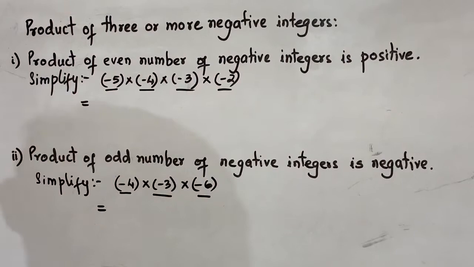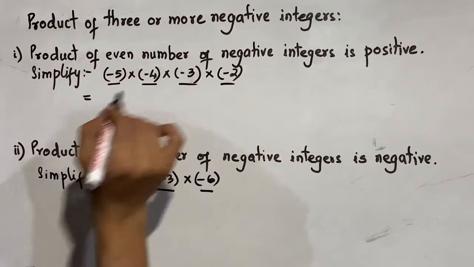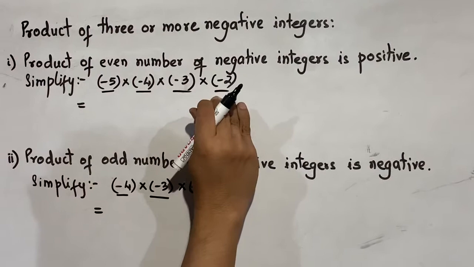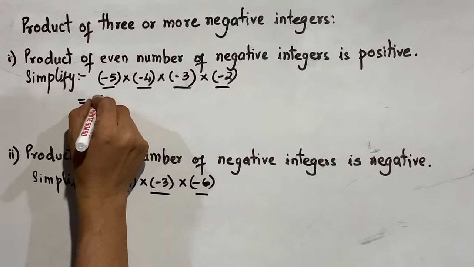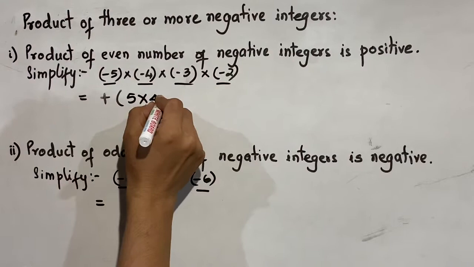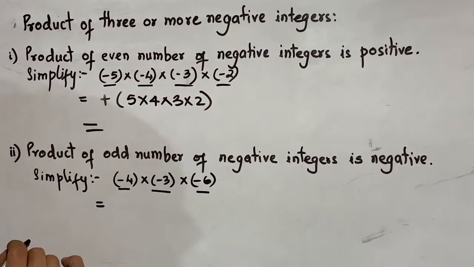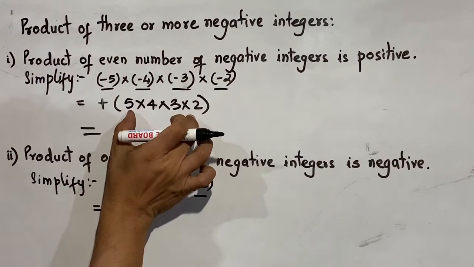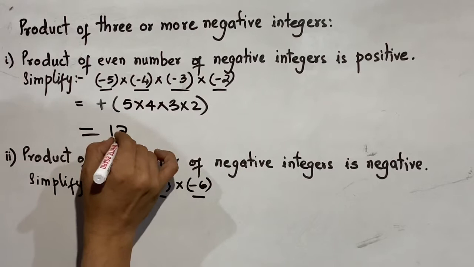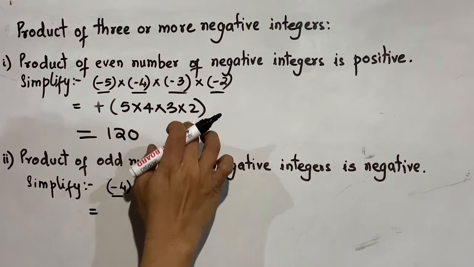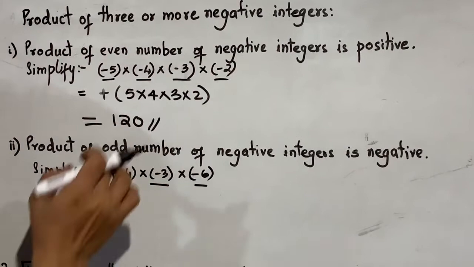Negative and positive, then negative again. Positive: example, rounds of numbers, you give 5, 4, 3, 2, then multiply. Which is equal to 5 times 2 is 10, then multiply 4 times 3 is 12, 12 times 10 is 120. So the product is 120. 5 times 4 is 20 and 2 times 3 is 6, 6 times 20 is 120, hence the product is 120.